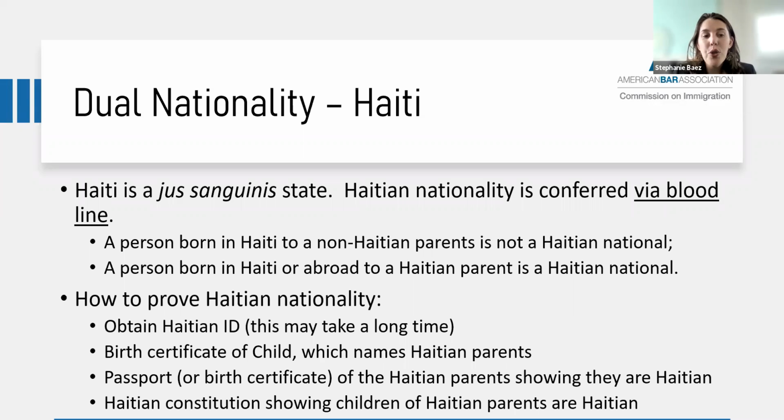So another option is to submit the birth certificate for the child, the Chilean birth certificate with a certified translation that names the Haitian parents as the child's parents. And then you will also submit copies of the passport or birth certificates showing that the Haitian parents are Haitian. Along with that, submit an excerpt from the Haitian Constitution, the section that shows that children of Haitian parents are Haitian. With that evidence together, you can show that this child who was born in Chile to Haitian nationals is a Haitian national under the Haitian Constitution. And that can be a quicker way to show that, even if there's a dual nationality, your client is a citizen of Haiti if you're not able to obtain a Haitian ID.